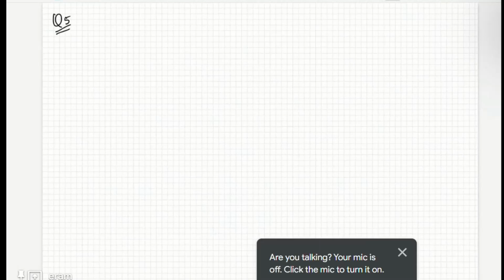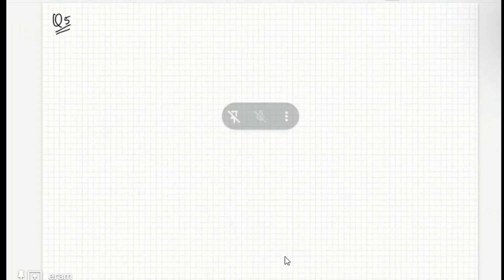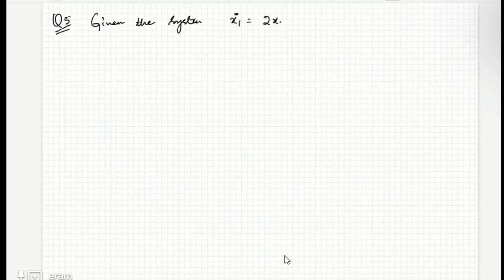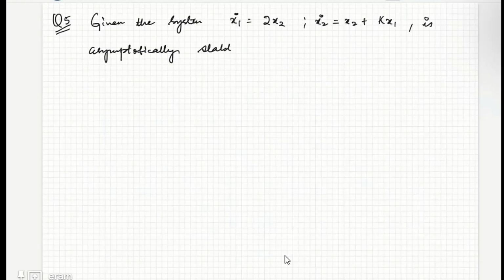Let's move on to another problem. So we are given the system x1 dot as 2x2 and x2 dot as x2 plus k x1, and this system will be asymptotically stable if k is, we have to find the condition on k.